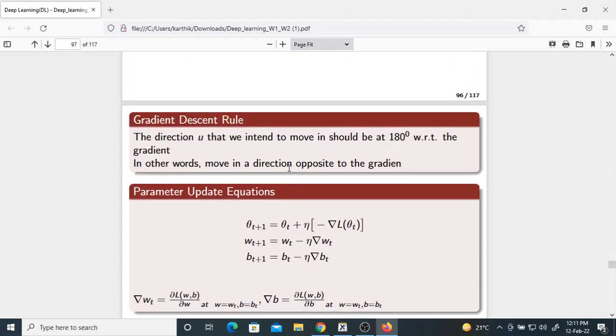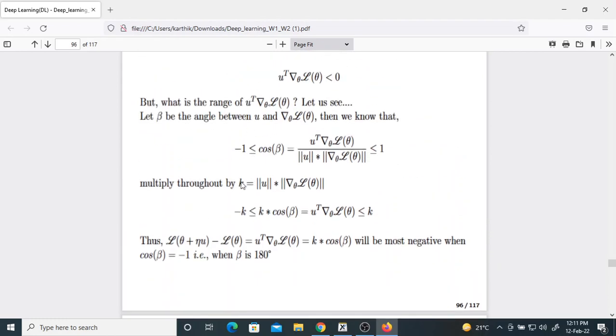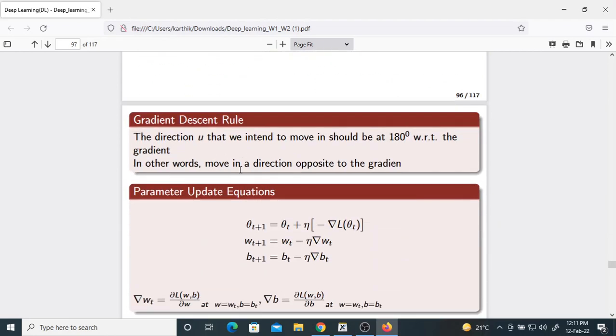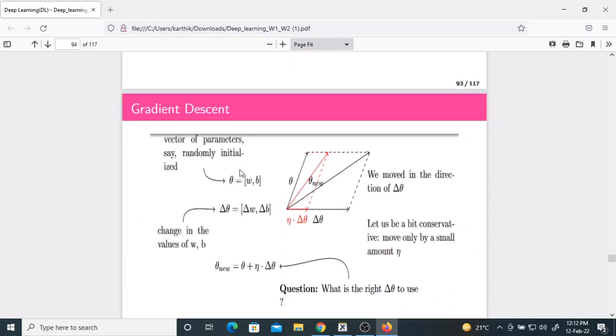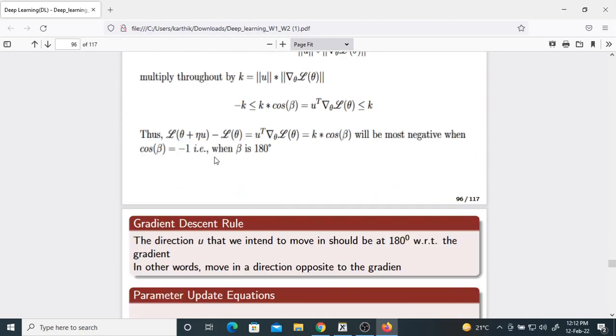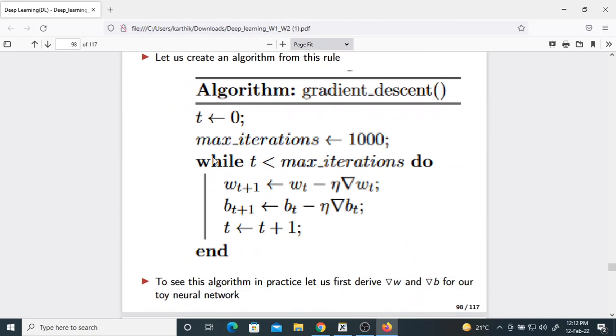So why do we move in the opposite direction? This is a simple proof: because you want to have a minimum error or minimum loss, for that you need to move in the opposite direction. So basically, we should move in this direction, the opposite direction.